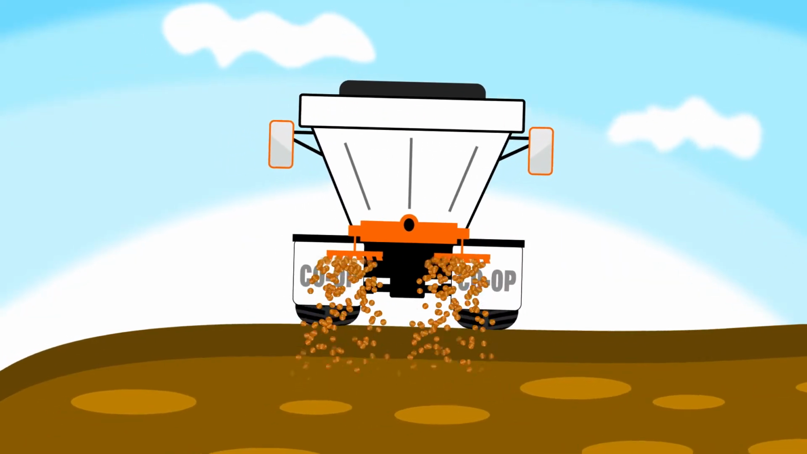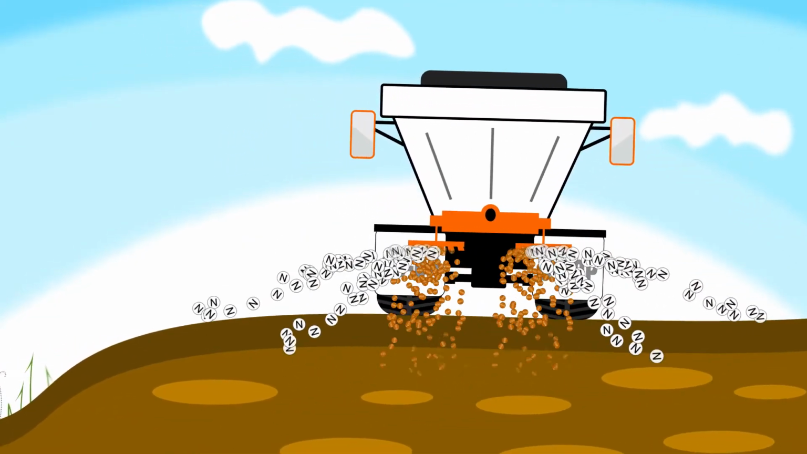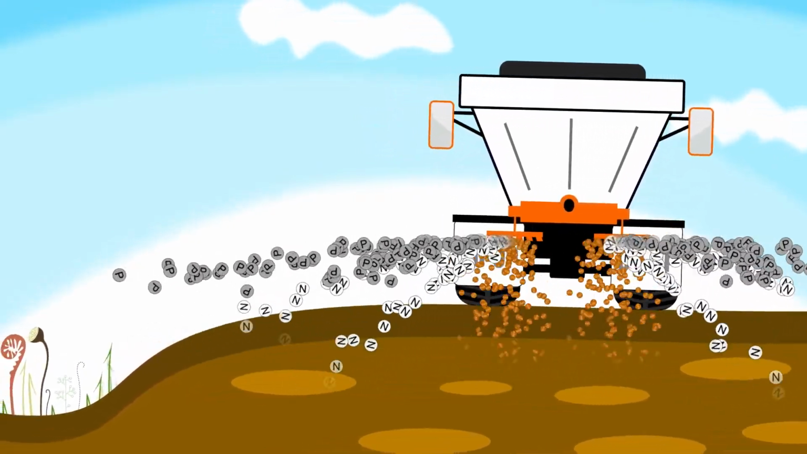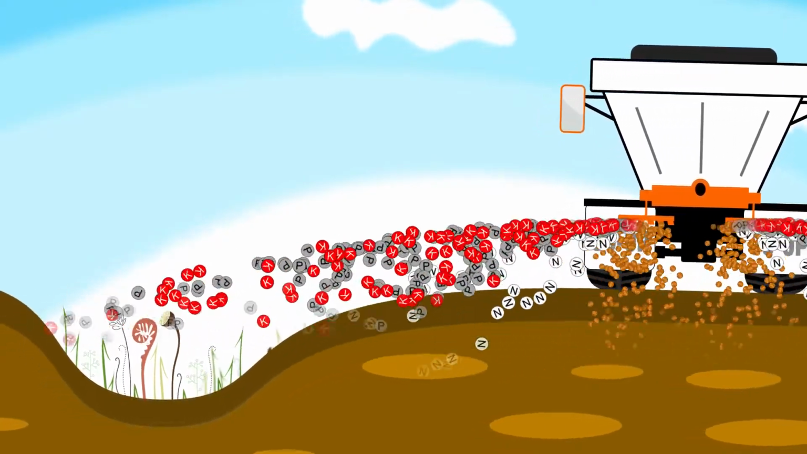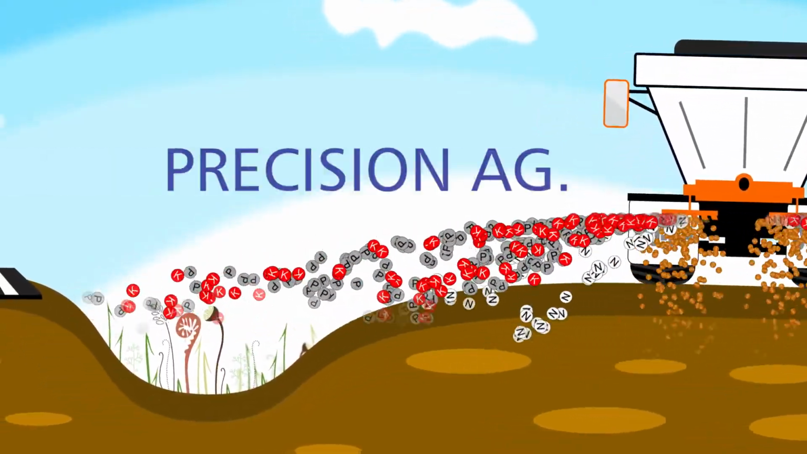Applying important nutrients, such as nitrogen, to the perimeter of the field frequently leads to P&K being applied outside of field parameters, ironically being called precision ag.